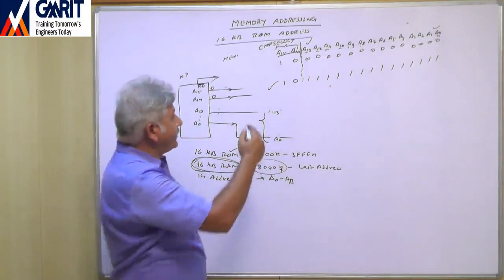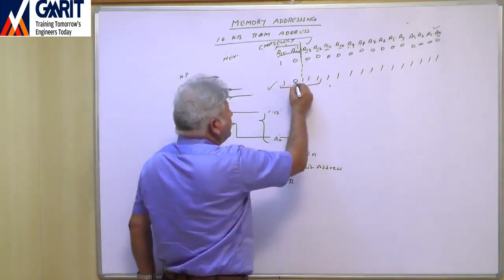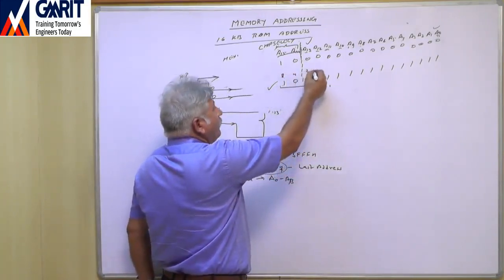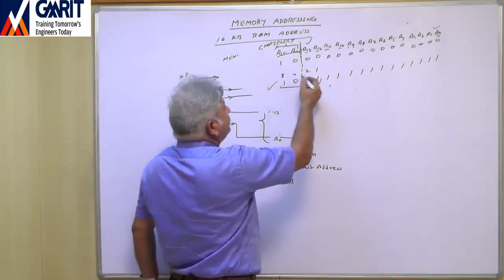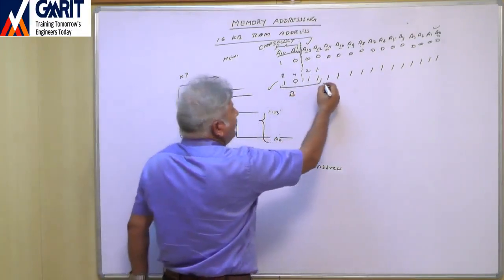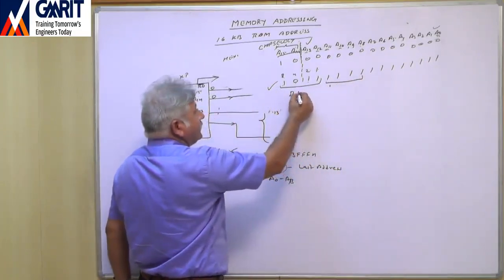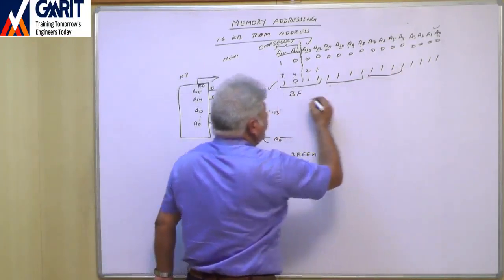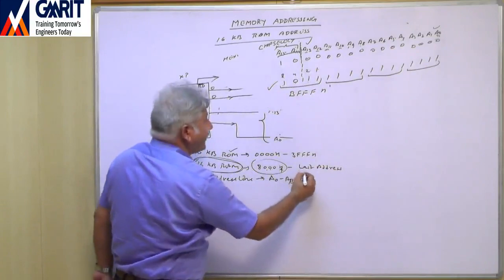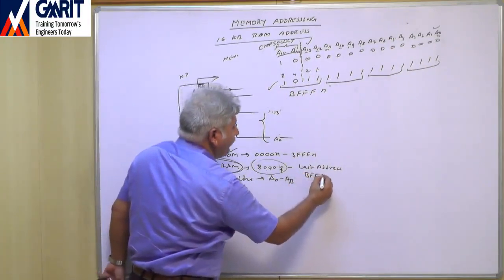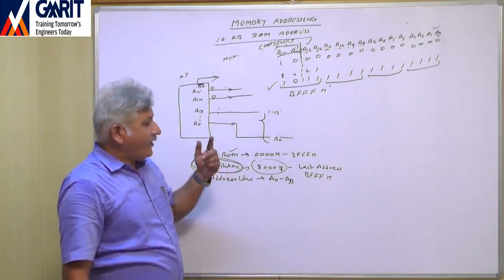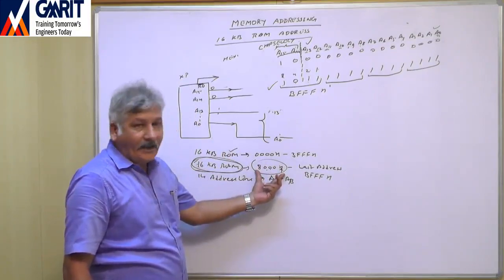So the last address, write in hexadecimal: 1011. So what is the meaning of 1011? 8421. So this is 8, 9, 10, 11. 11 in hexadecimal is B. These 4 ones are F. These 4 ones are F. And these 4 ones are F. So the last address is now BFFFH. This will be my last address of this 16 KB RAM if the starting address is 8000H.